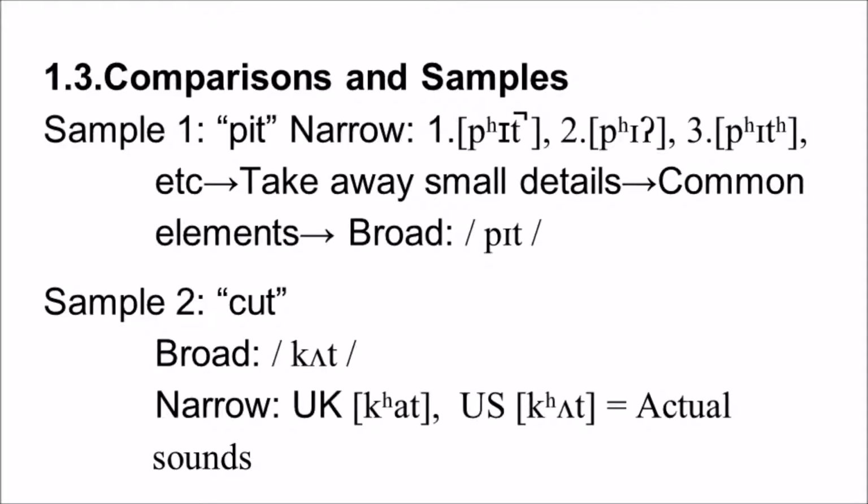Let me illustrate another point with sample 2. The English word cut has often been broadly transcribed with an inverted V for the vowel, as you can see on this slide, but the actual sound of the vowel can be different according to different accents. For example, in the UK it's often pronounced like this: cut. But in the States it's said to be like this: cot. You can transcribe these differences with narrow transcriptions, but the broadest transcription can often look the same. Let's move on to point 2, problems.